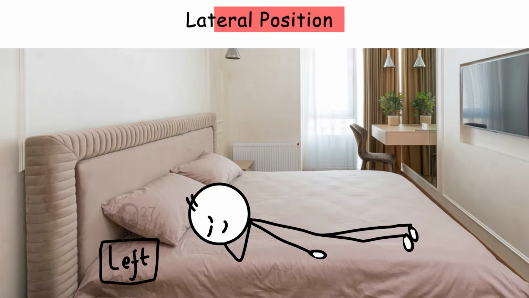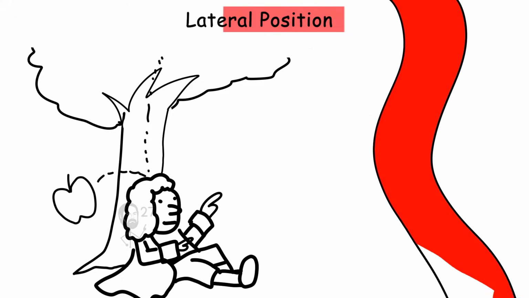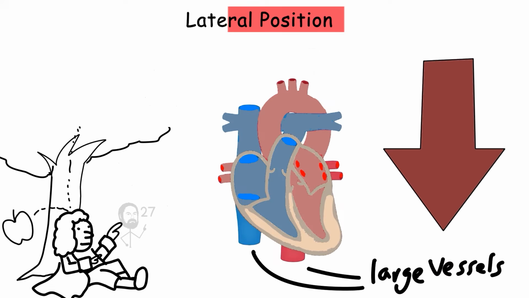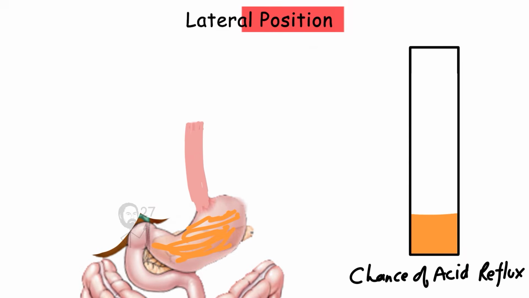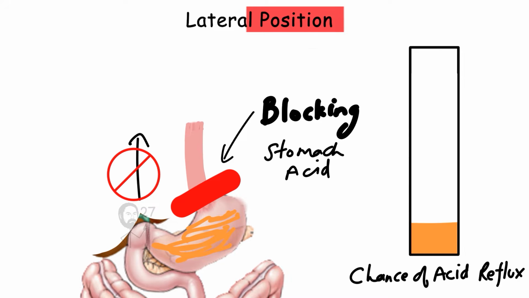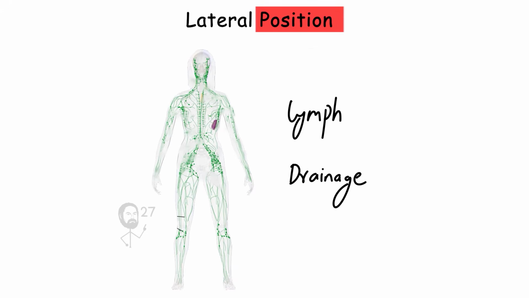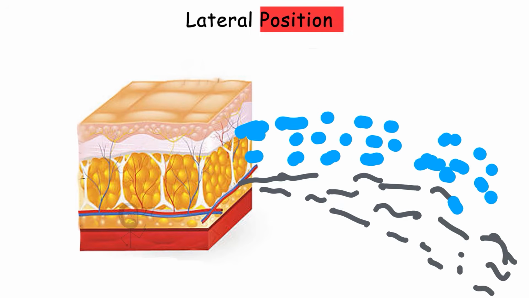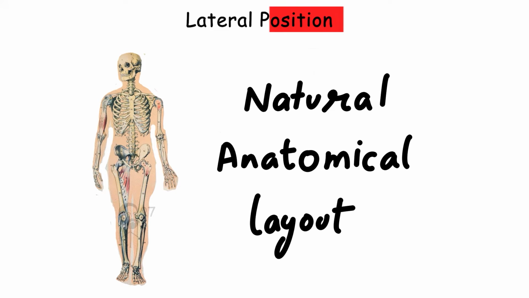Sleeping on the left side creates specific internal benefits. Gravity supports smoother blood flow and reduces pressure on large veins near the heart. The position also changes how the stomach sits, lowering the chance of acid reflux by keeping stomach acid below the esophagus. In addition, lymph drainage, the system that removes waste and excess fluid from tissues, may work more efficiently on the left side due to natural anatomical layout.